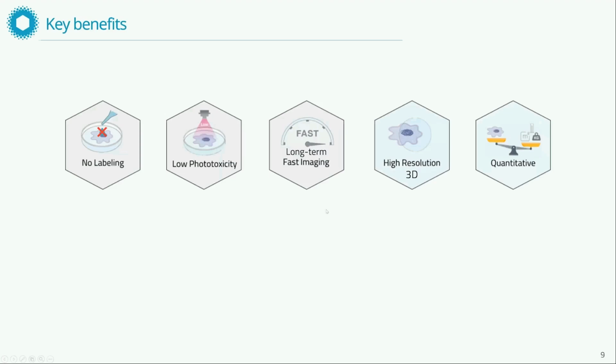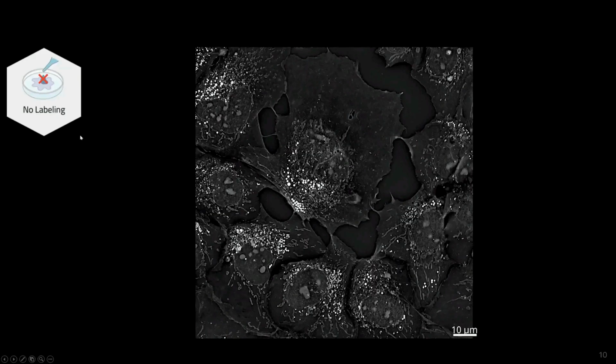And the quantification is very powerful because there's a linear relationship between refractive index and biomolecular concentration. Those are the main key benefits of using HCT in the study and analysis of live cells: no labeling, low phototoxicity, long-term fast imaging, high-resolution 3D, and quantitative analysis. Let me first talk about no labeling.